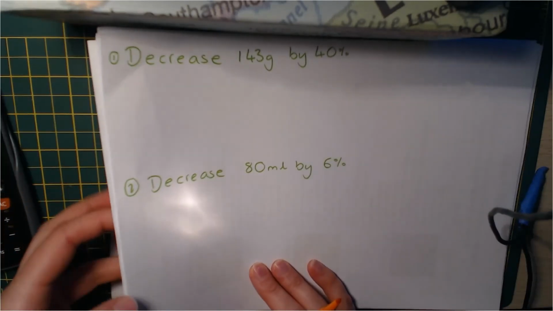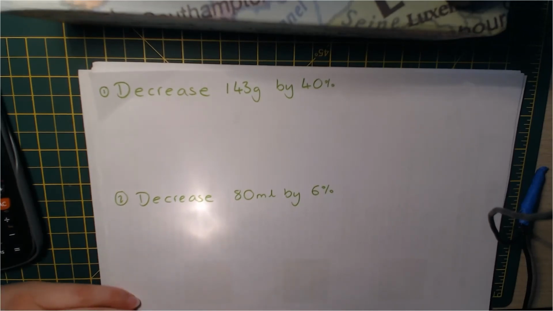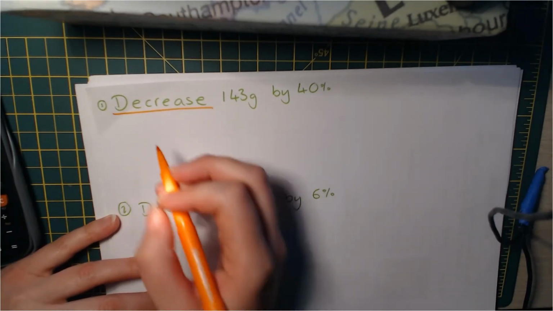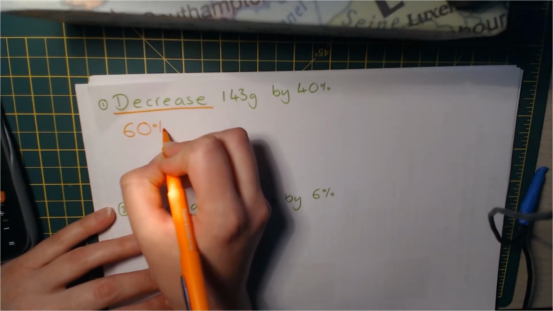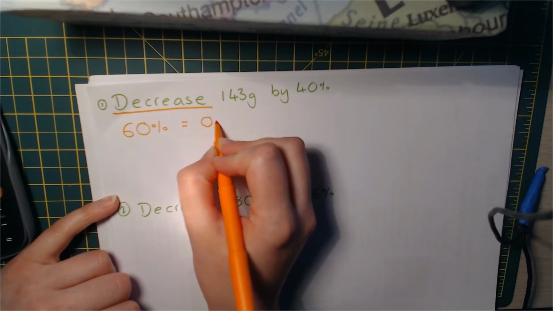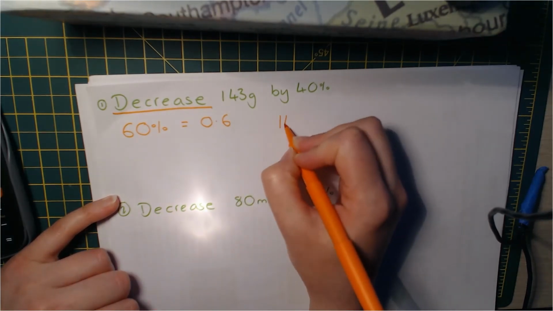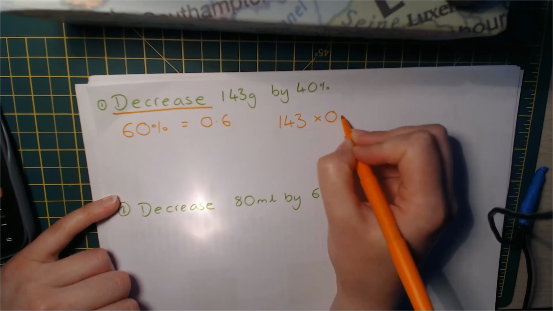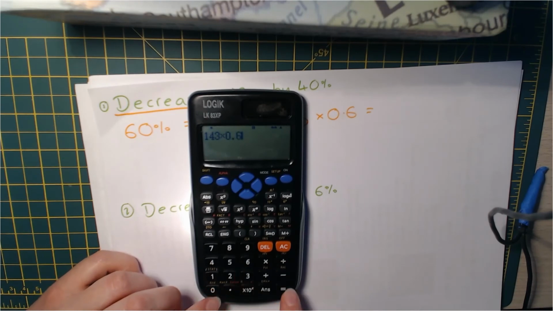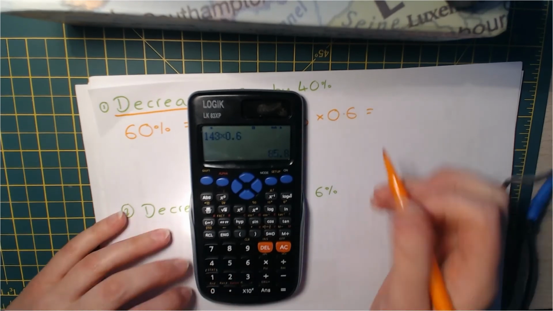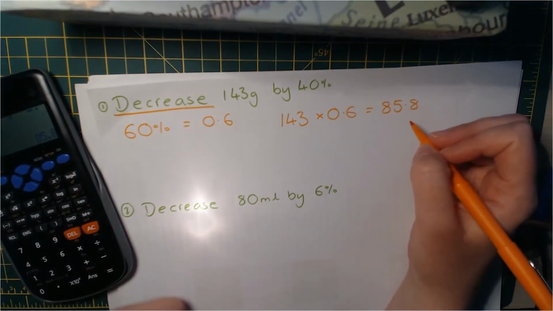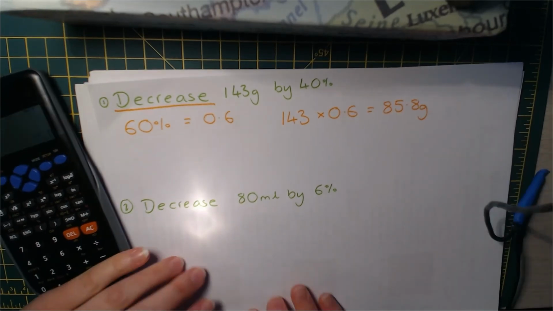The first question here is decrease 143 grams by 40%. If we've got 40% off, because this is a decrease, we have to remember that we're going to have 60% on. That's the opposite of 40 up to 100. So 60% as a decimal is 0.6. So I'm going to do 143 multiplied by 0.6, and the answer is 85.8 grams.